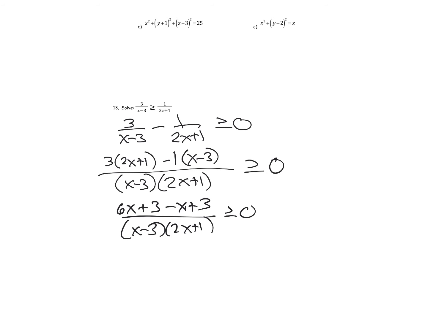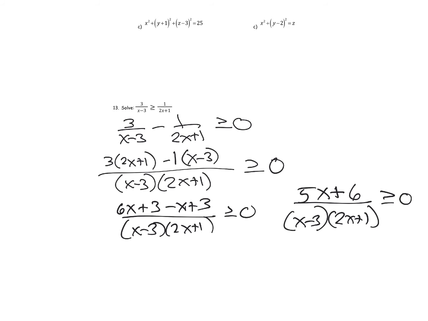So in the numerator, it looks like I've got 5x plus 6. And in the denominator, I have x minus 3 times 2x plus 1. And we're going to say greater than or equal to 0. And now I can just put where the numerator and denominator are 0 on my sign chart. So the numerator is 0 at -6/5.